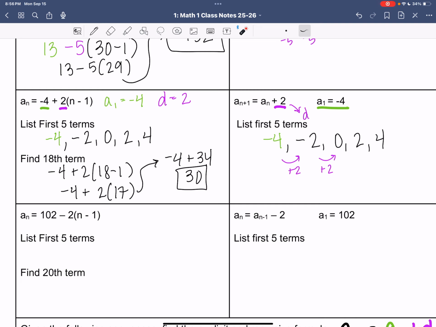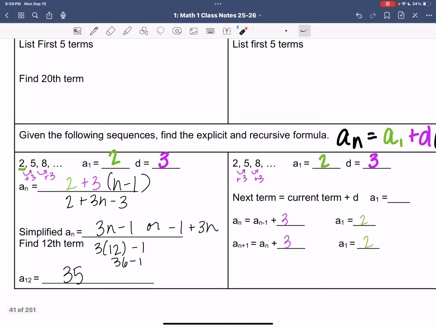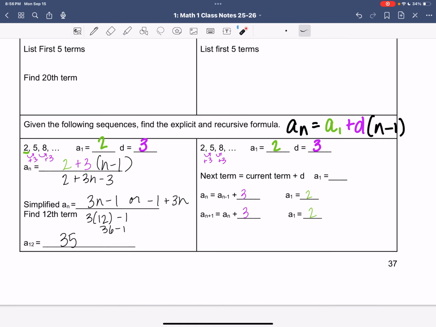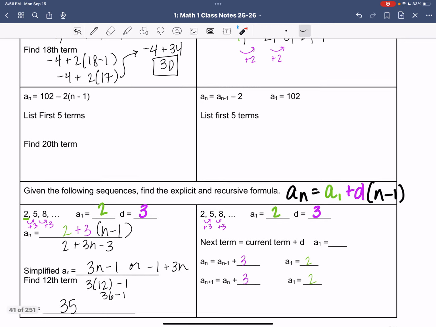So now we're going to take the same thing here, but we're just going to put it here. So our first term is negative 4, and remember our common difference is plus 2. So we're just adding 2 each time. So these would be our first 5 terms, which is the same as here. All right, so what I want you to do is I want you to complete those 2 using the examples from before. So now we can take the information from here, because if you notice, these are the same thing. We just have different ways of going about to get them.